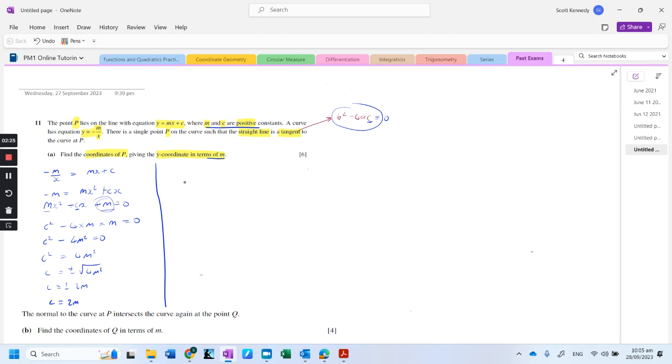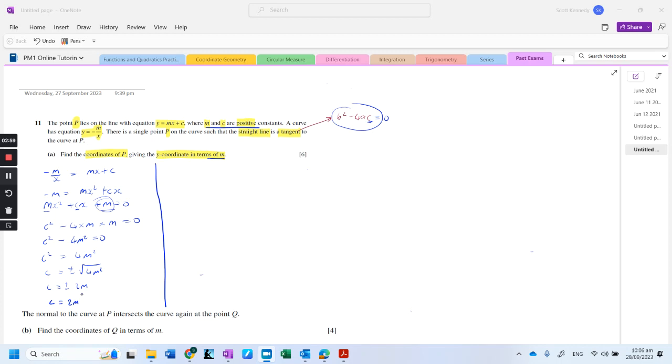Okay. So now, what are we trying to find here? Coordinates of P, giving a y coordinate in terms of m. So I guess we can now say c is equal to 2m. And perhaps we can now find the x value.